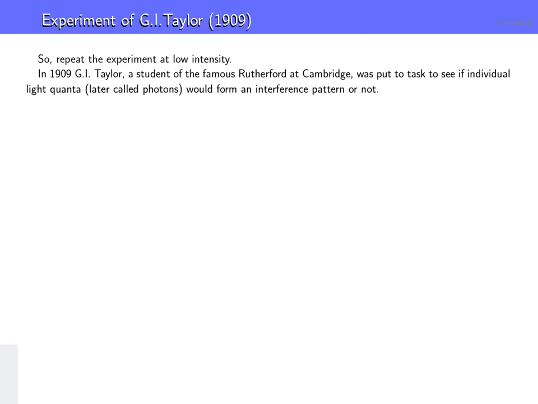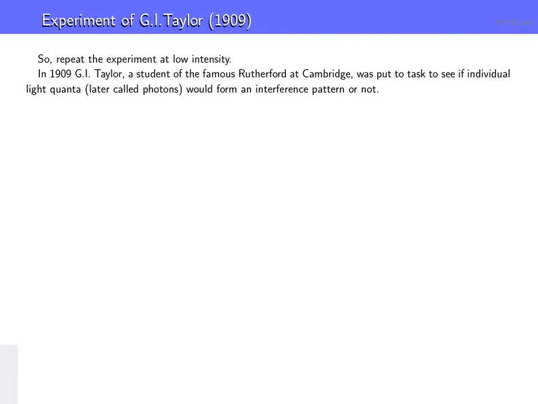Now, in 1909, Rutherford, who was very famous for various things, as we know, put this to his Australian student, G.I. Taylor, to carry out. And we're going to describe it in terms of a double slit. Actually, the experiment he did was in terms of a diffraction pattern, but it's interference nonetheless.